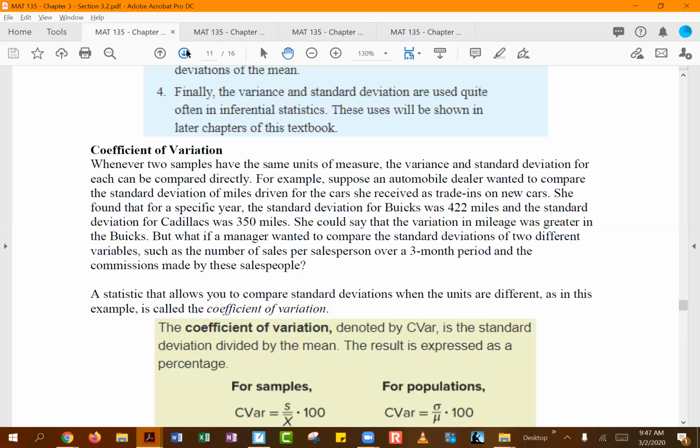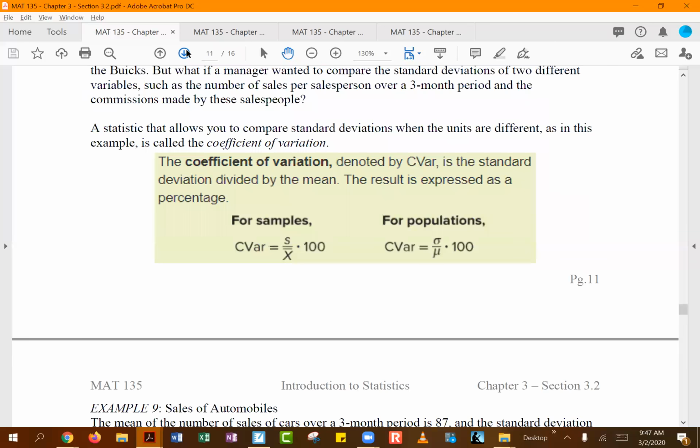When you're comparing mileage to mileage, that's an easy direct comparison like we were doing with our American League and National League. But the coefficient of variation comes into play in a situation like this, where you are comparing the number of sales you have made as a salesperson and the commission you have earned. So how would that be? That's where this idea of the coefficient of variation, or CVar, comes into play, because you can now take different measurements and still come up with a calculation. As you can see, you've got your s, which is the standard deviation, and your x bar, which is the mean, right? And then you're multiplying that by 100. Again, there's a difference between population and samples.